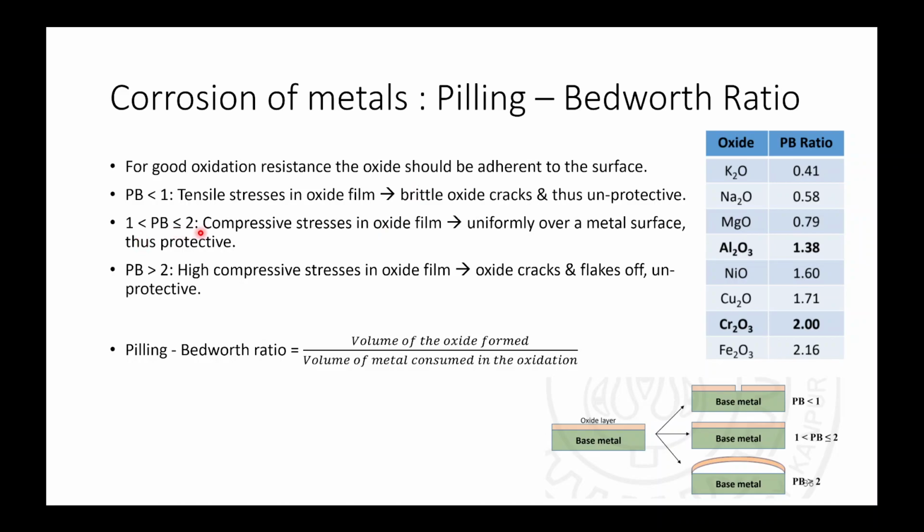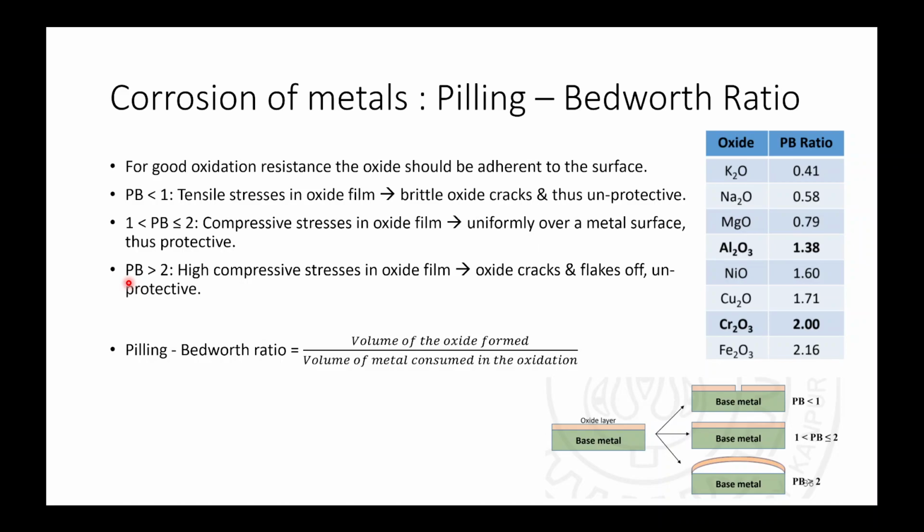If it is between 1 and 2, which is the case for alumina, nickel oxide, copper oxide and chromium oxide, in all of these we see that this ratio is between 1 and 2. These have compressive stresses, uniformly over the metal surface, and it is a protective layer.